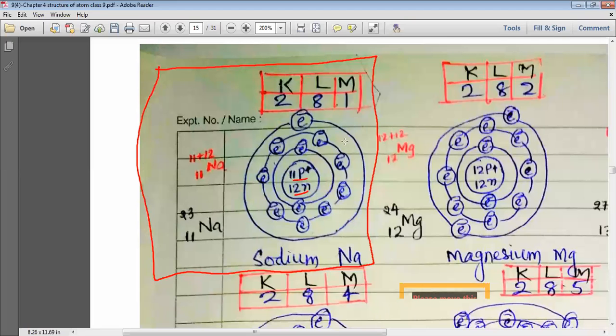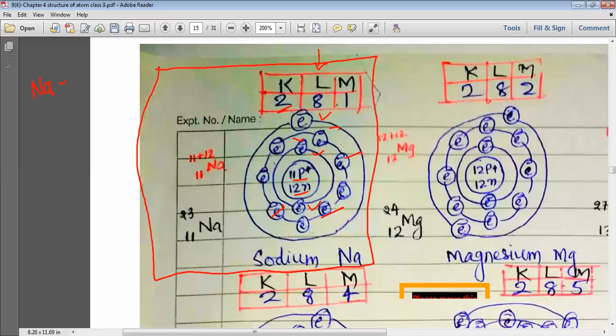Let us first study about the electronic configuration. So if we write Na for sodium, we can see that in the first K shell, we have 2 electrons. So we have written 2 in the box of K. Now if we look at the next shell, we have 1, 2, 3, 4, 5, 6, 7 and 8 electrons in the L shell. So we have written 8 in the box of L.